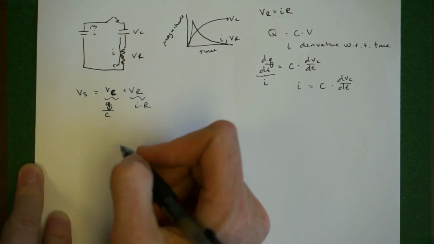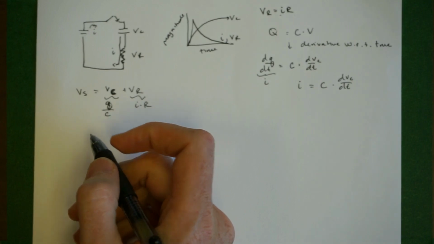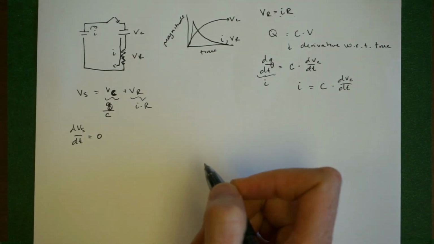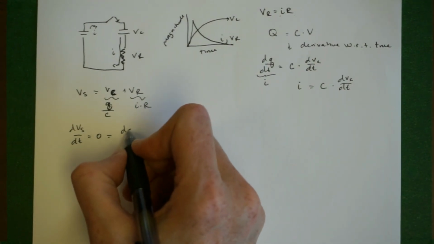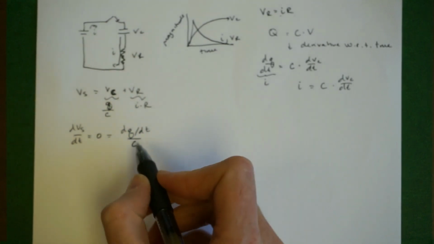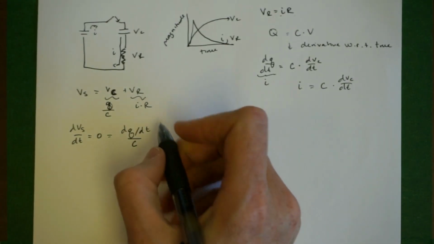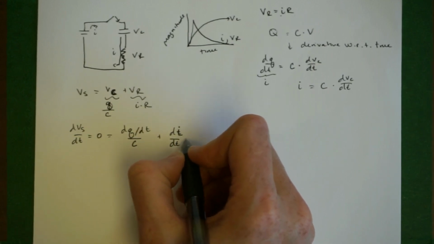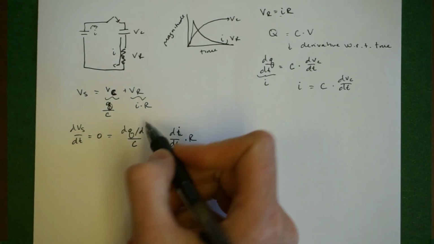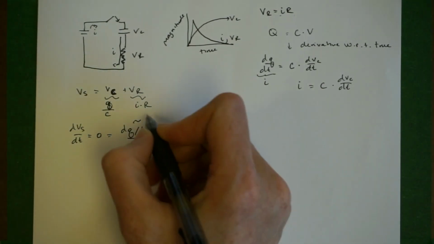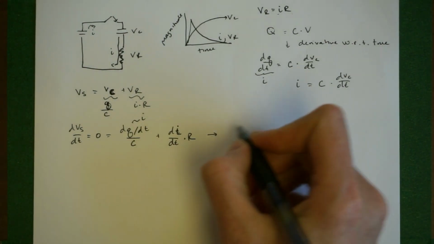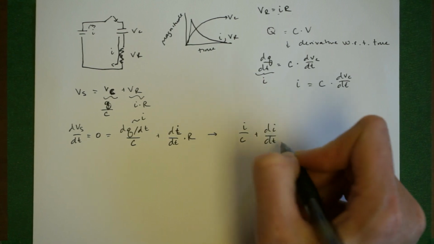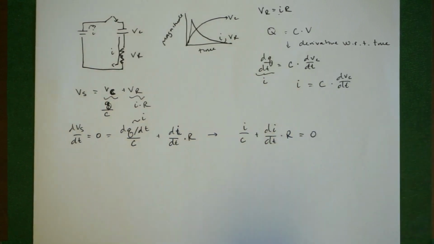Now we can again take the derivative of this equation on both sides with respect to time. So dVs/dt is 0, because it's a power supply and is constant. So then dq/dt over C, because C is a constant, so we don't have to worry about it with taking the derivative, plus dI/dt times R. So again, we have this quantity charge versus time that is I. So we can write this as I over C plus dI/dt times R equals 0.